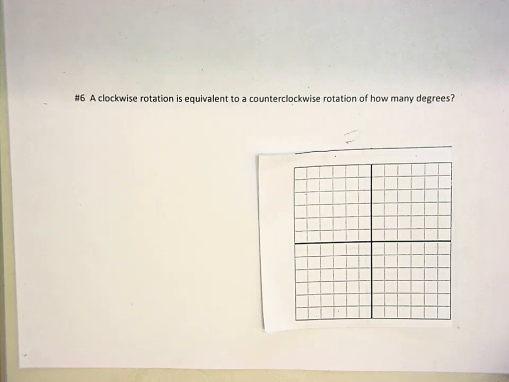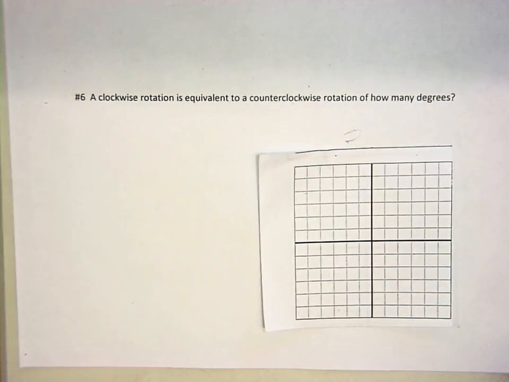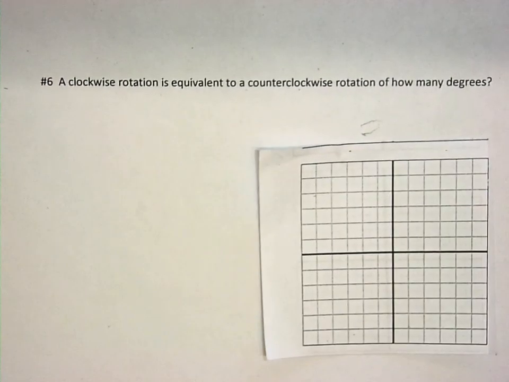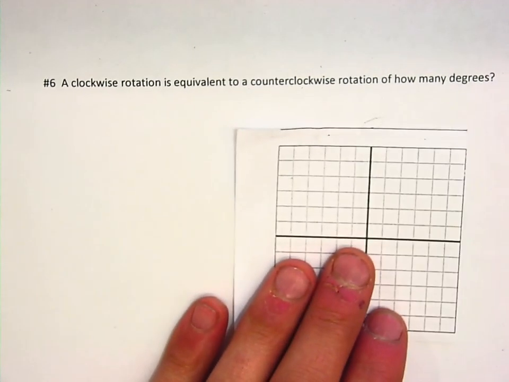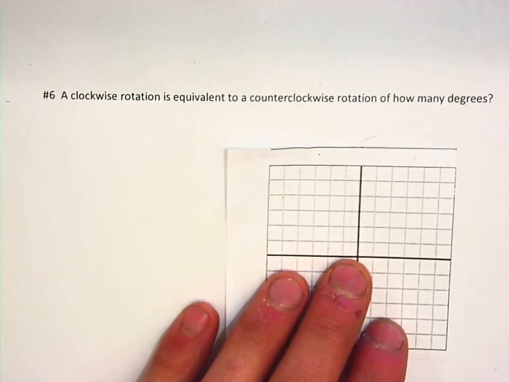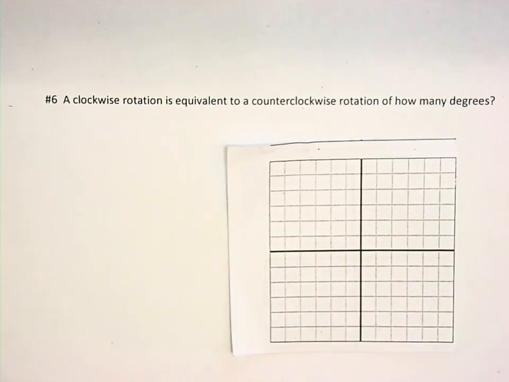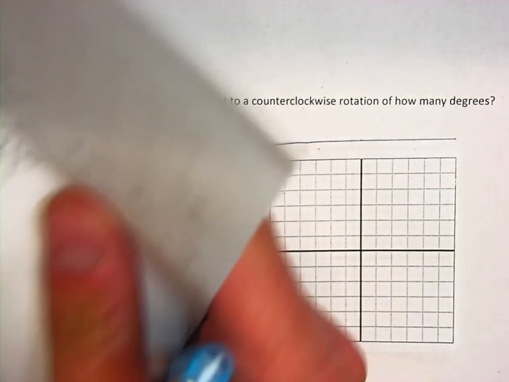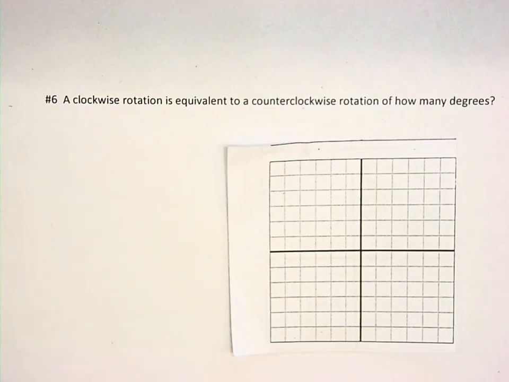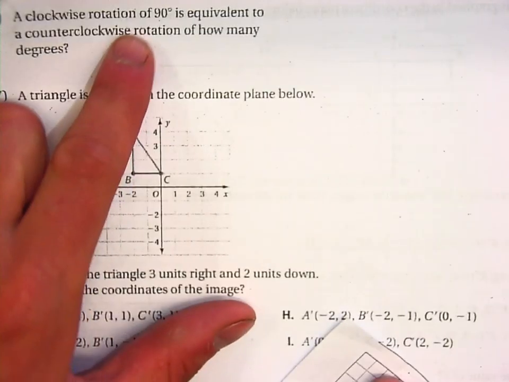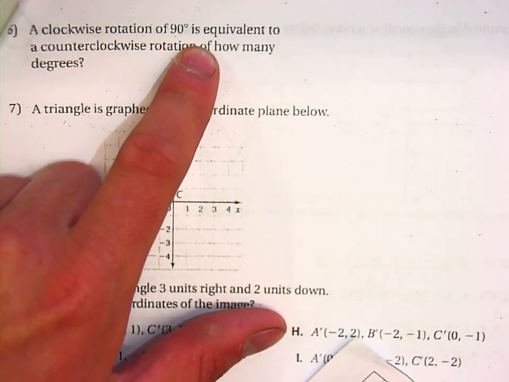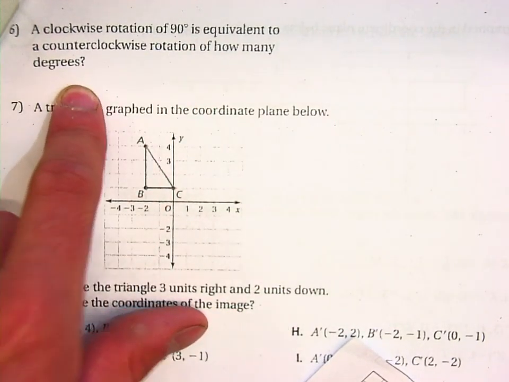All right, looking at the SBA review packet, question number 6 here. Clockwise rotation is equivalent to a counterclockwise rotation by how many degrees? Now, actually, let's do this. We're going to look at the actual problem because it was more specific. A clockwise rotation of 90 degrees is equivalent to a counterclockwise rotation of how many degrees?